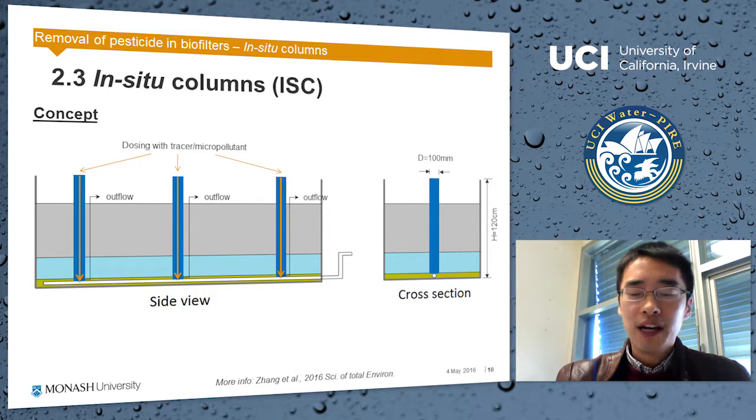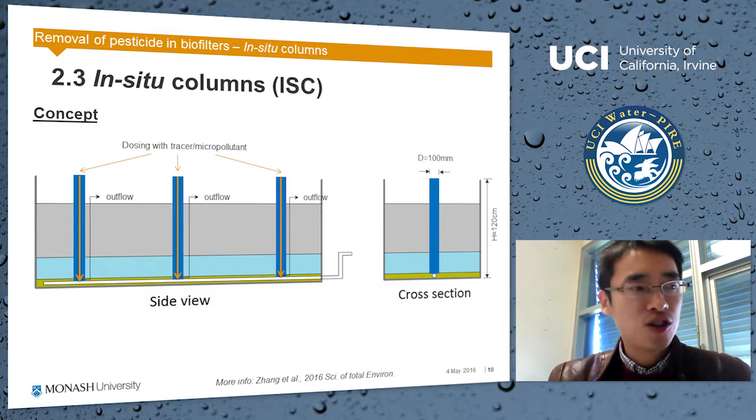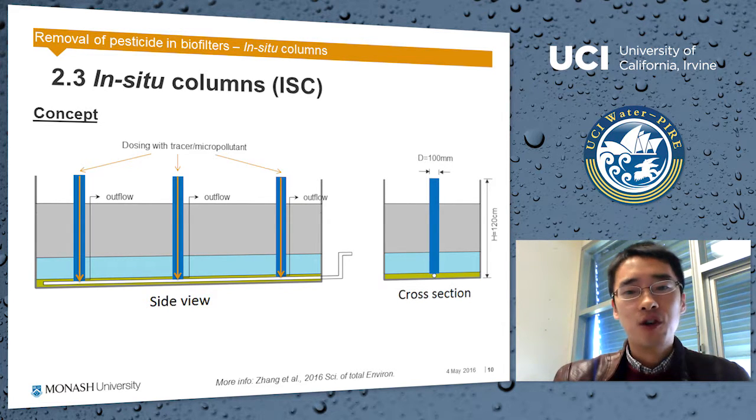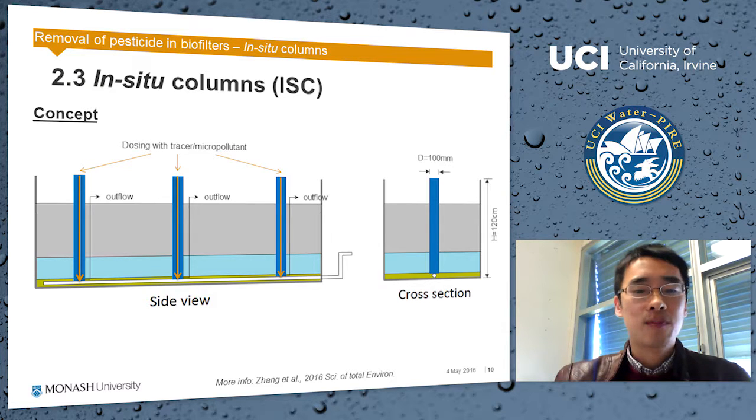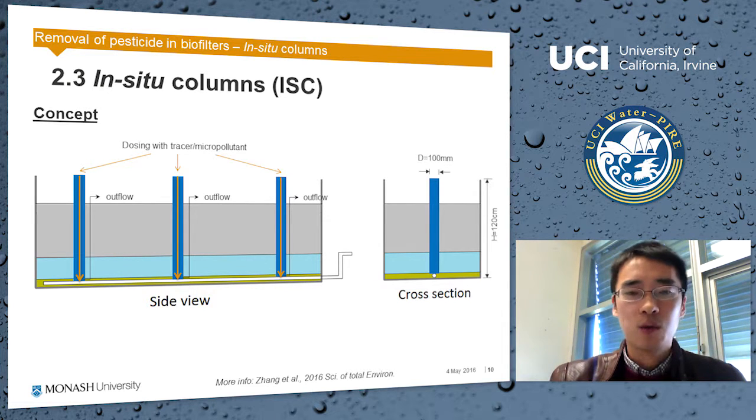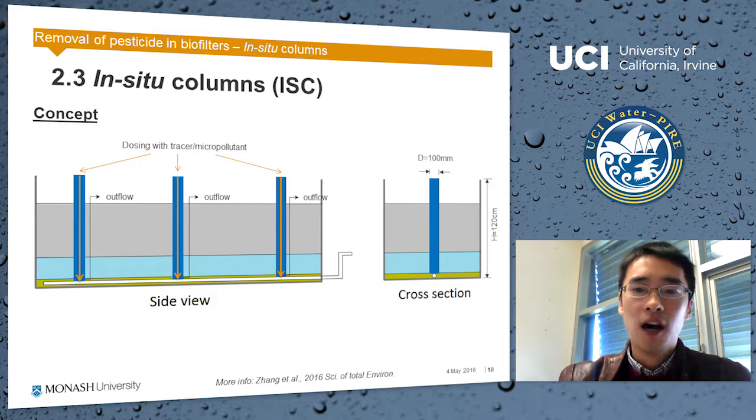So next slide, slide 10. We developed some in-situ columns. So instead of doing a field challenge experiment, we want to develop in-situ columns that will enable us to do the experiment more easily and at low cost. Basically, the concept was to insert these in-situ columns in the field site and collect the water from the bottom of the columns with collection pipes.